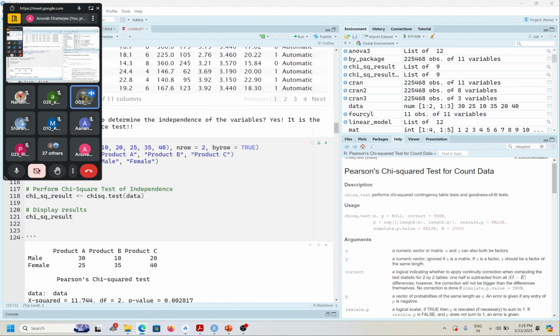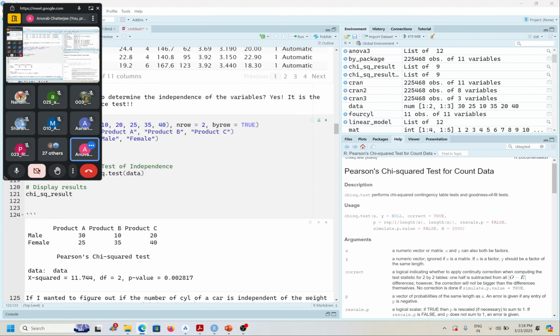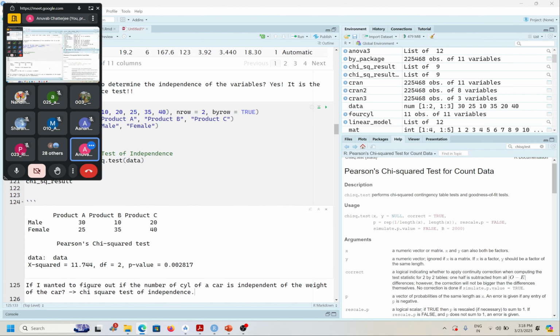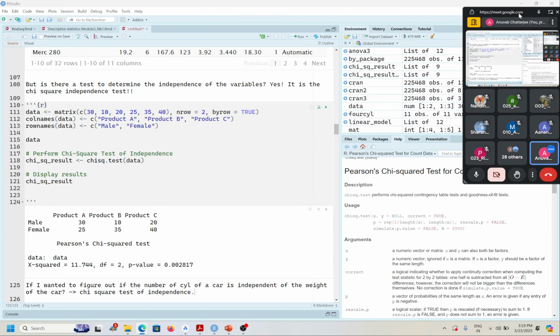Yes, sir, it ran. You ran, and what did you find? So the table is coming, and the Pearson's chi-square test, the data values are coming. And the p-value is significant? Yes, sir. 0.35 something, it's coming. 0.353. So is that significant? Is that significant or not? 0.35?